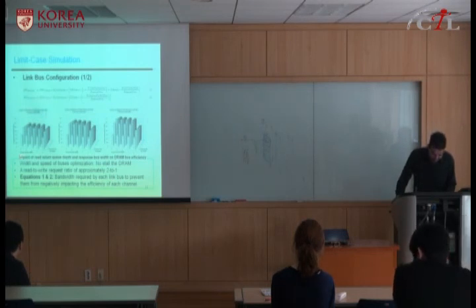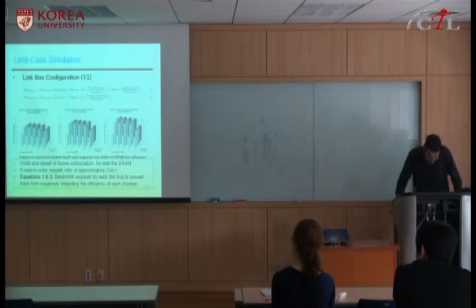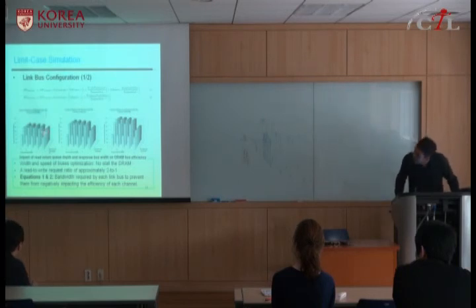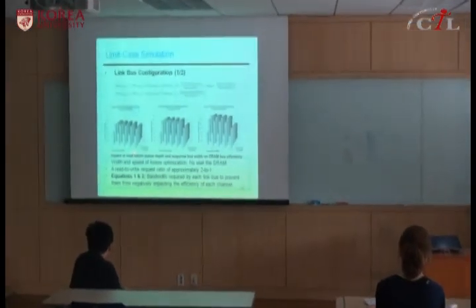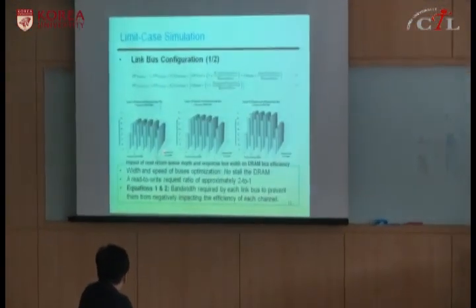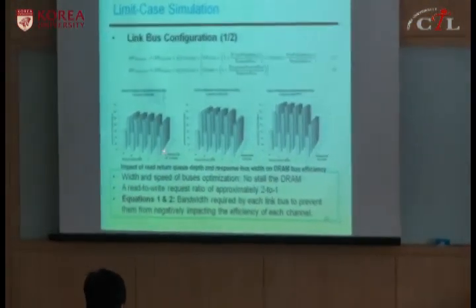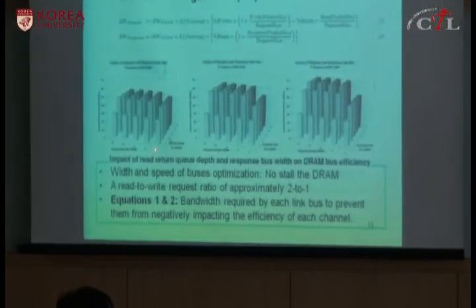This is the request link bus width. This is the response width, because the student cannot see it, it's quite a small picture. So this figure corresponds to a request bus width of 4 bits. This is 4, and this is response 8. So response is 8, and request 4 is quite small.